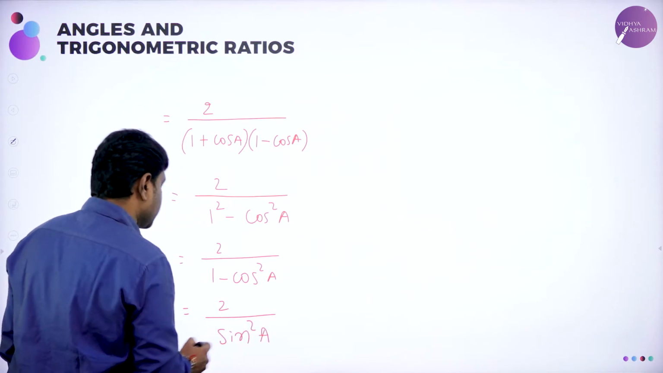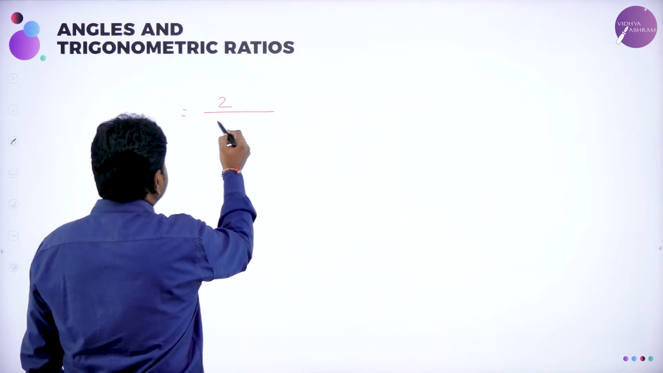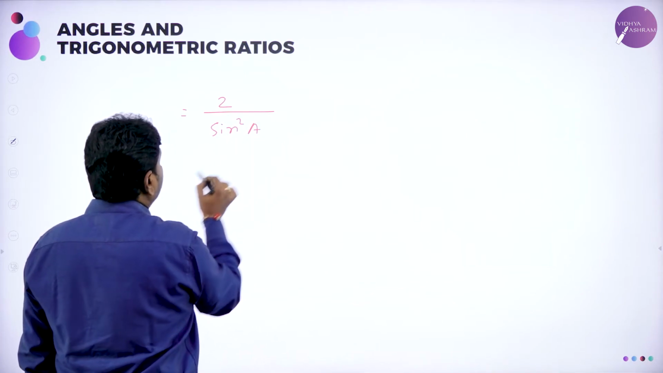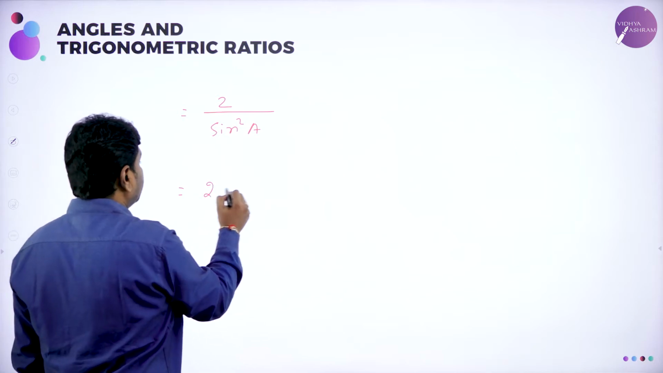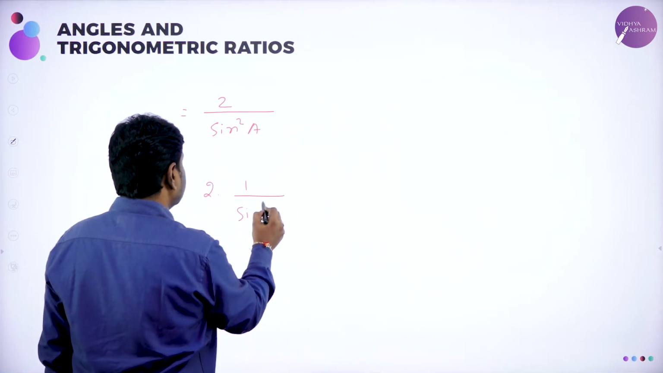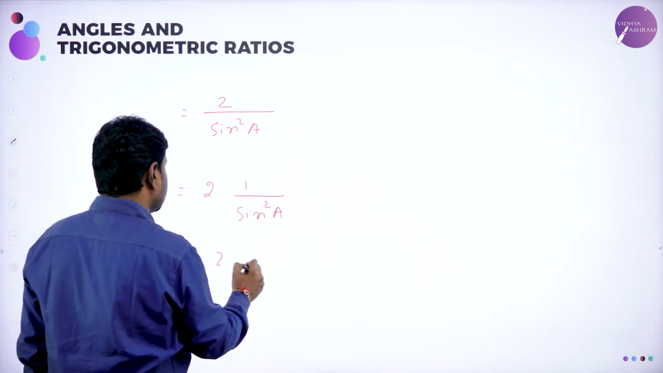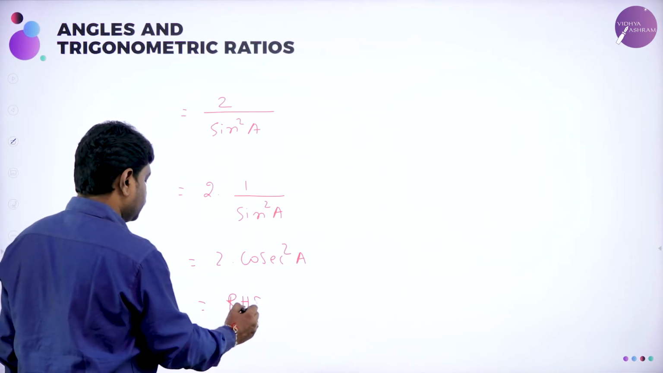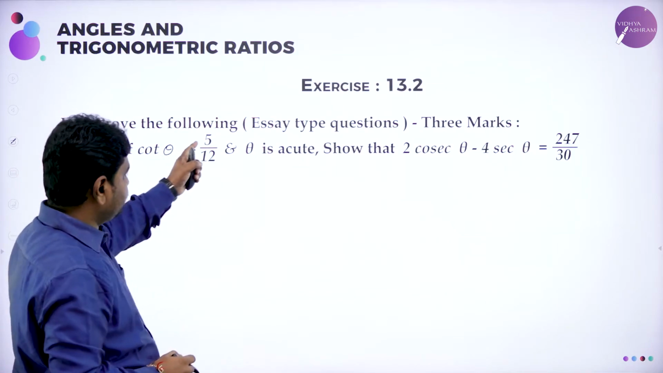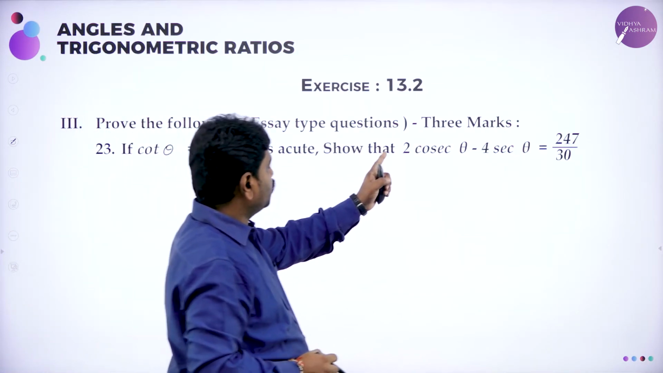So we got 2 divided by sin square A. You know the reciprocal of sin, 1 by sin, is cosecant. So 2 into, I'll write, 1 by sin square A. 1 by sin square A can be written as cosecant square A, so 2 cosecant square A. This is the RHS.